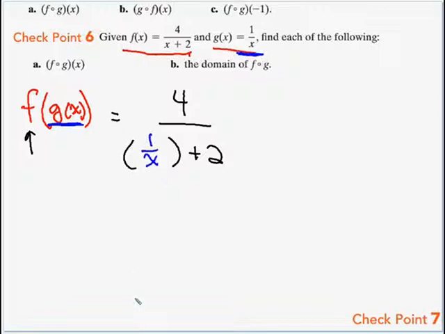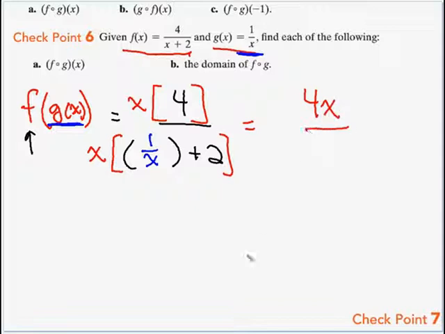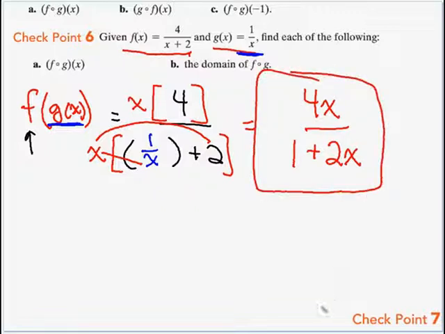Okay, it's looking a lot like our example. So I'm going to multiply my numerator times x, and I'm going to do it to the denominator to clear the fractions. So my numerator is now 4x divided by, here the x's cancel, and we're going to be left with a 1 plus, distribute the x to the 2, plus 2x. So here's our composed function, f of g of x. And let's see, it wants us to also find the domain of that function.